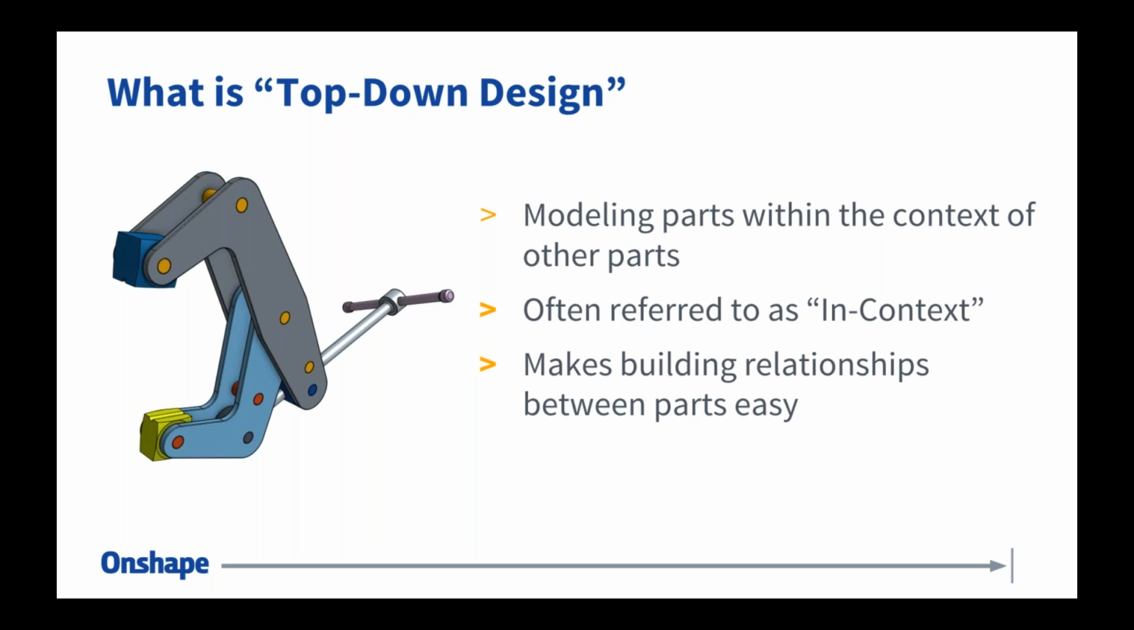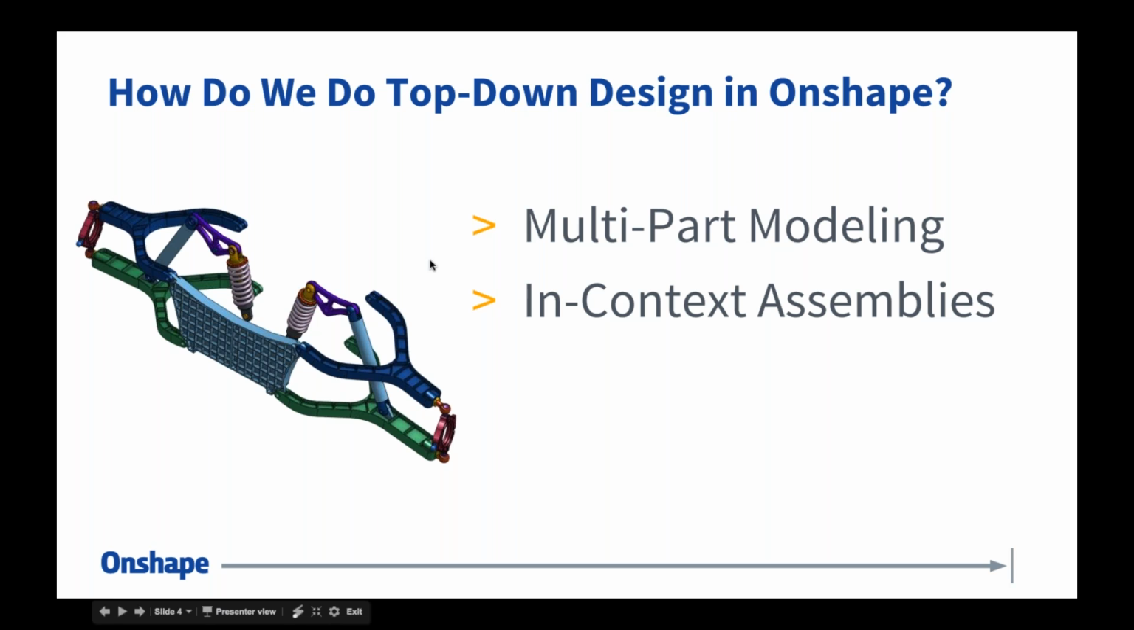Think of any scenario where you're modeling parts relative to other parts, right? All right, so how do we do top-down design in Onshape? There's two answers, and that is multi-part modeling and in-context assemblies. Now, I'm going to go over in just a bit why you would choose one over the other, and there's some simple rules that can help, but realize there is some overlap here.